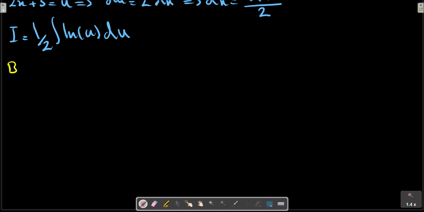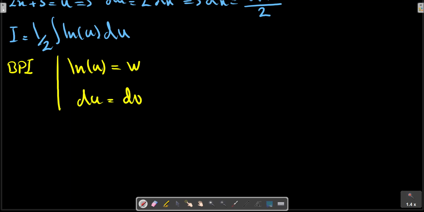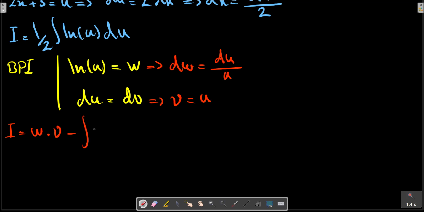And next, by the BPI method, ln u is w and du is dv. Then dw equals to du on u, and v equals to u. The formula is w v minus integral of v dw.